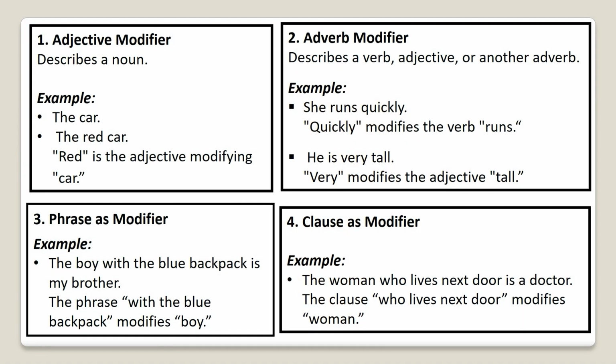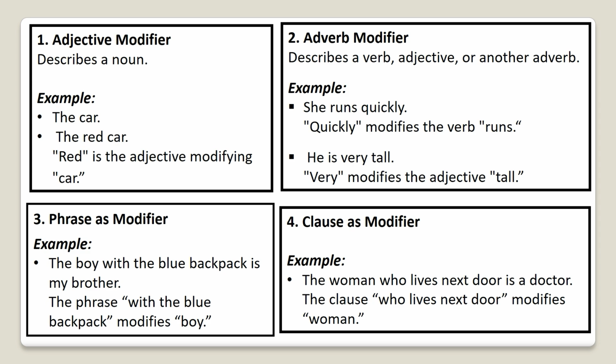So with the blue backpack modifies the boy. He may say simply, the boy is my brother. But here he is using the words, the boy with the blue backpack is my brother. So the blue backpack is modifying the boy. It is telling the attributes of that boy. That's why this phrase is called a modifier. So here you can understand the phrase with the blue backpack modifies the boy. So it is a phrase as a modifier.